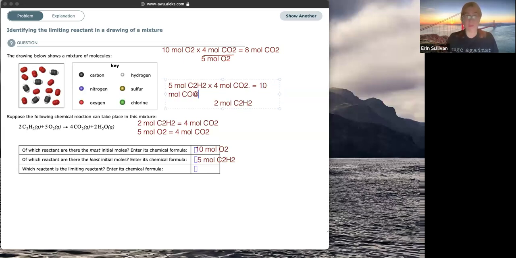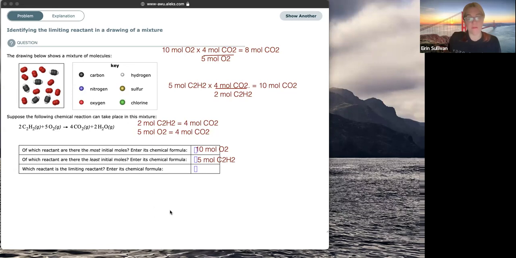So this is the important take-home message, okay? You can't make 10 moles of carbon dioxide from this particular reaction mixture. Why? Because you've only got 10 moles of oxygen. When you've used up all those moles of oxygen, you've made 8 moles of carbon dioxide. And then what you have left over is a few more moles of the C2H2 that is in excess, okay?